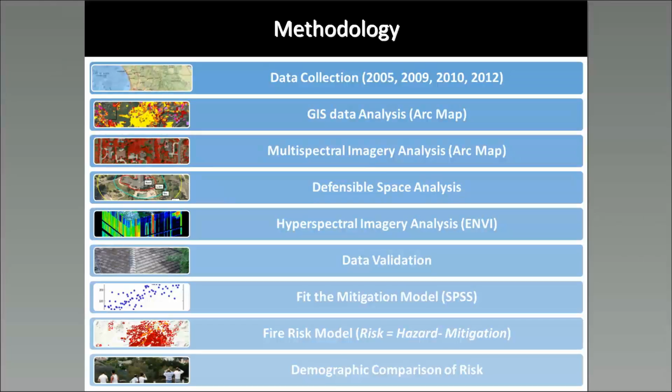We then developed a final fire risk model and then did a comparison over time of the different communities with their demographics to try and explain some of the reasons that these risk levels might be different. So this was the first step. Here was our trying to figure out where is the wildland-urban interface being developed and where are the new parcels.